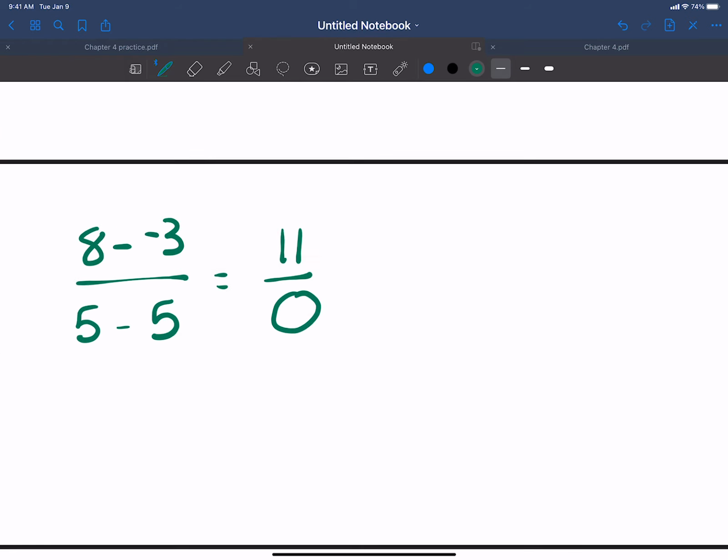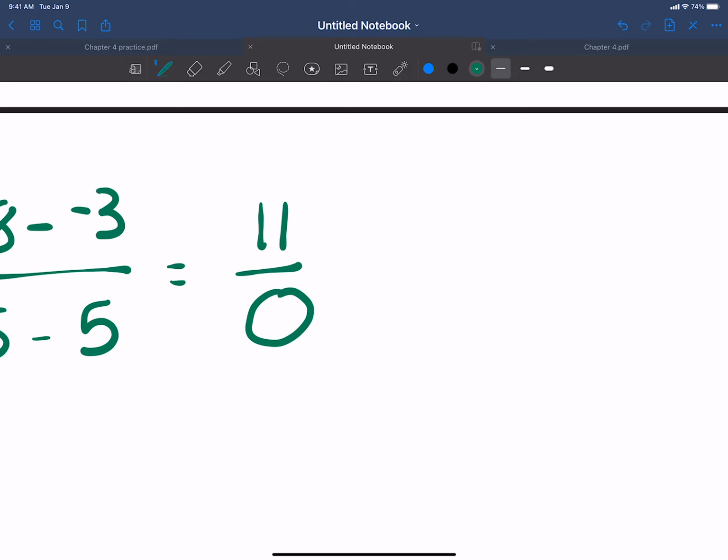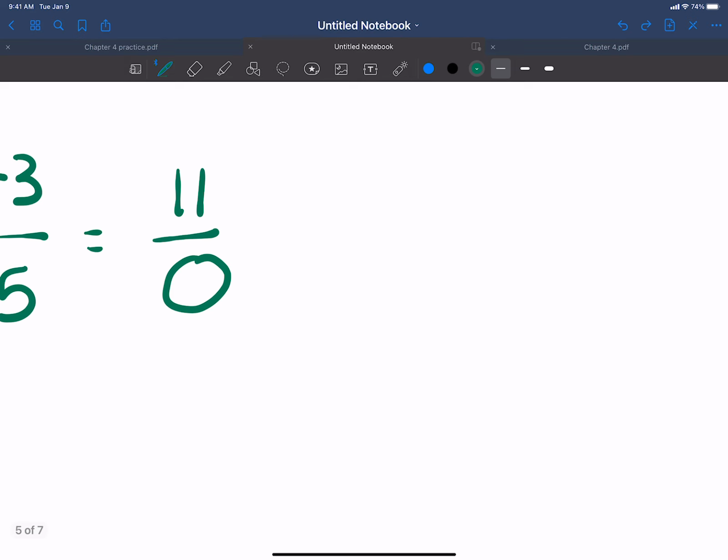Now let's do a quick little reminder. Can I ever have 0 in the denominator? No, I can have 0 in the numerator. That's fine, that just equals 0. But I can never have 0 in the denominator. So in this case, the answer is undefined.